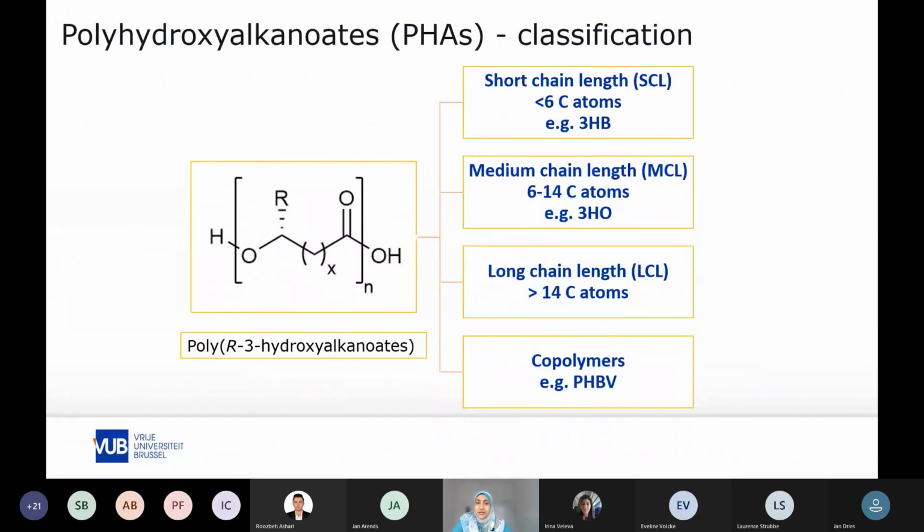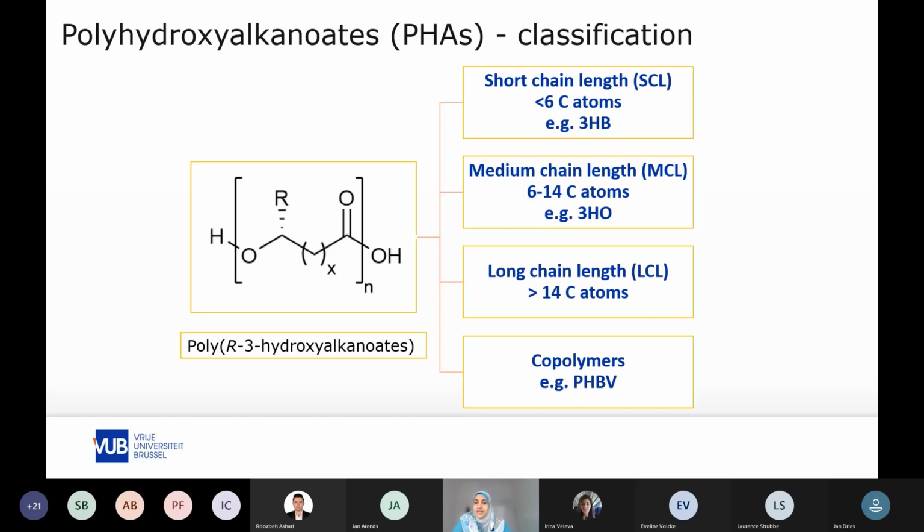PHA can be classified according to the number of carbon atoms in the monomers. So they can be classified into short chain length, where carbon atoms are less than 6, as the most common and popular PHA type, hydroxybutyrate. And medium chain length, where the carbon atoms are between 6 and 14, and long chain length, where the carbon atoms are more than 14.